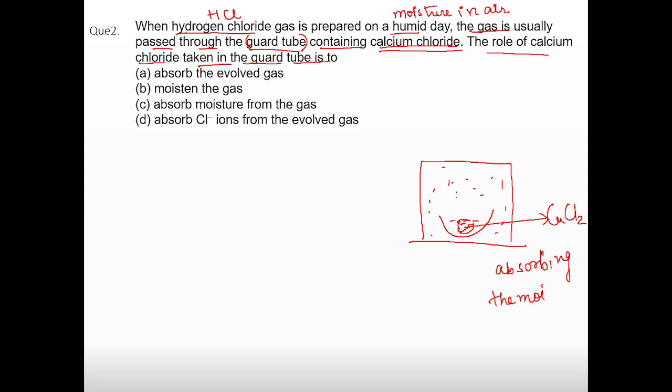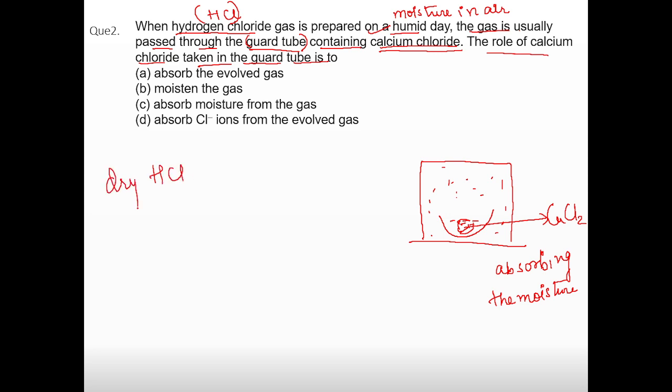So you can simply say that whenever you are making hydrogen chloride gas on a humid day, there will be a lot of moisture in that hydrogen chloride gas. So we wanted a dry HCl, right?